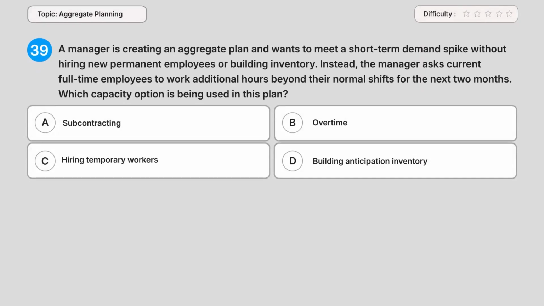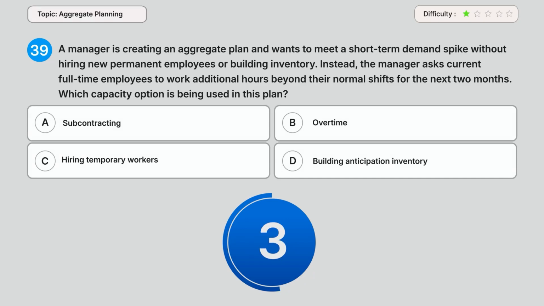39. A manager is creating an aggregate plan and wants to meet a short-term demand spike without hiring new permanent employees or building inventory. Instead, the manager asks current full-time employees to work additional hours beyond their normal shifts for the next 2 months. Which capacity option is being used in this plan? A. Subcontracting. B. Overtime. C. Hiring temporary workers. D. Building anticipation inventory. What do you think is the answer?